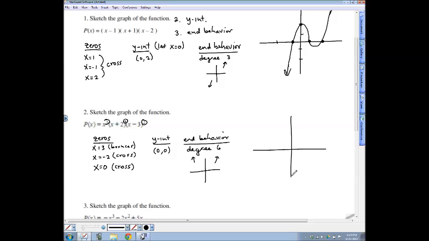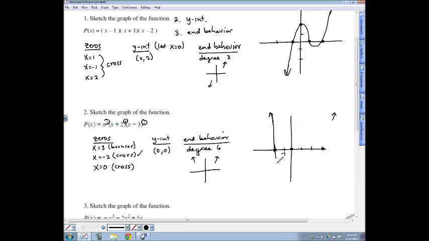So, thinking about a graph, we have an x-intercept of 3, an x-intercept of negative 2, and an x-intercept of 0. And that's also our y-intercept. End behavior: left side is up, right side is up. So, going from left to right here, trying to connect the pieces, the graph crosses through the x-axis at negative 2, right here.